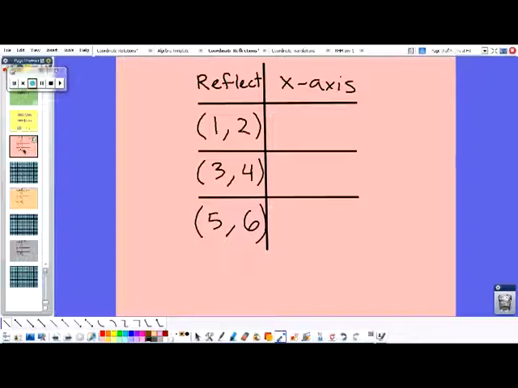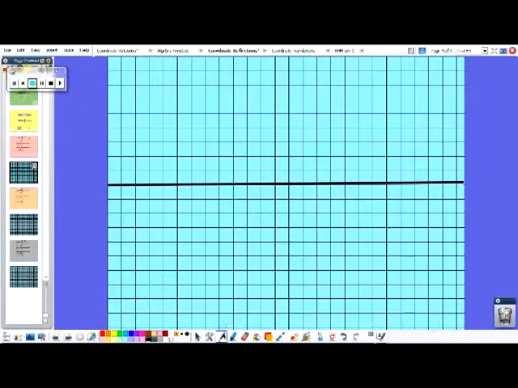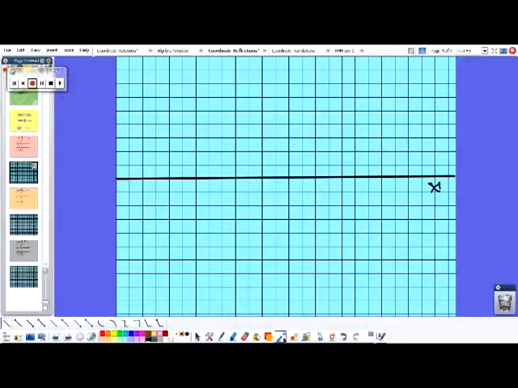Okay, you should be done. Here's what you're going to do. You should have a piece of grid paper. You're going to draw an x-axis and a y-axis. So, draw an x-axis. Yeah, that's the axis going horizontally. We're going to draw a y-axis going up and down. Right there.